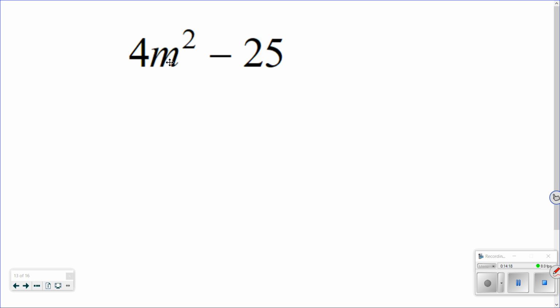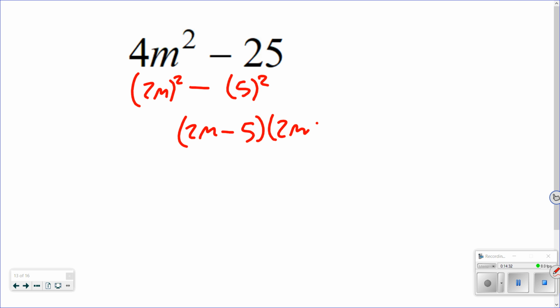So 4m squared is 2m squared. It's got the minus, and 25 is 5 squared. Okay, if it's the pattern, all I do is go 2m minus 5, 2m plus 5. That's it. So these are pretty simple, but again, the hardest part is recognizing the pattern. It's knowing when to do it.